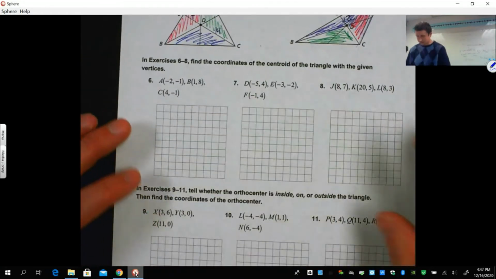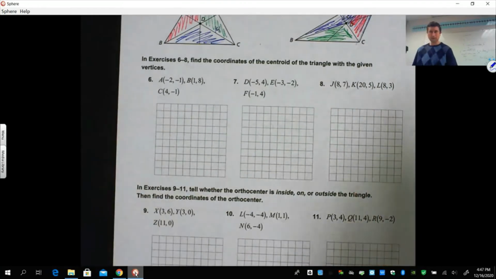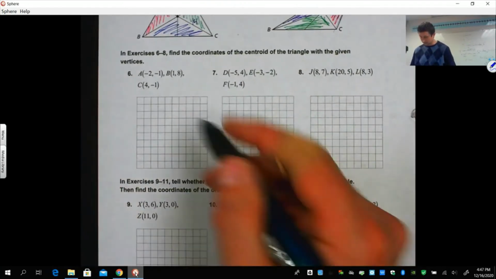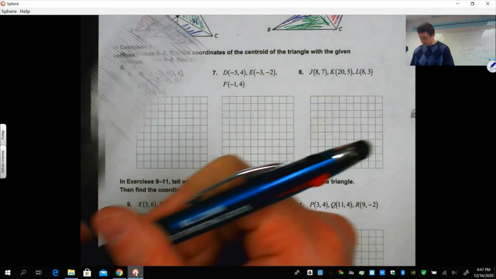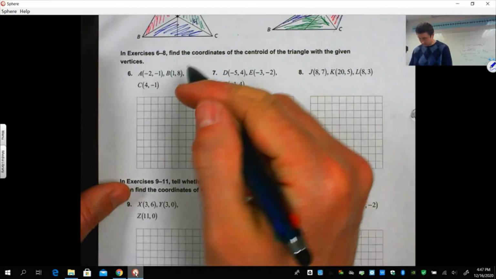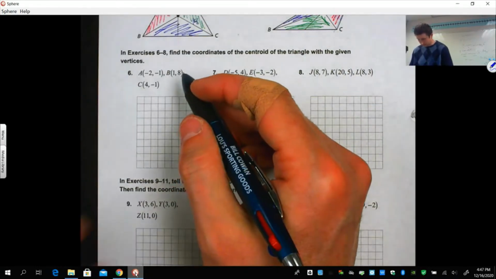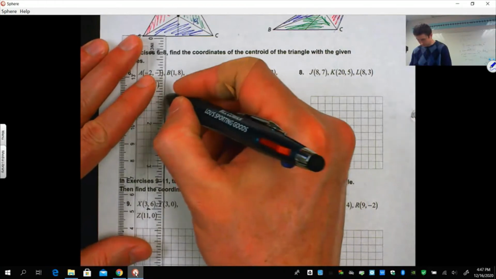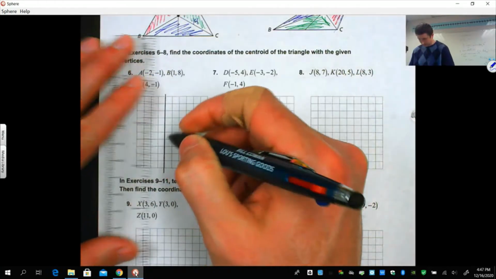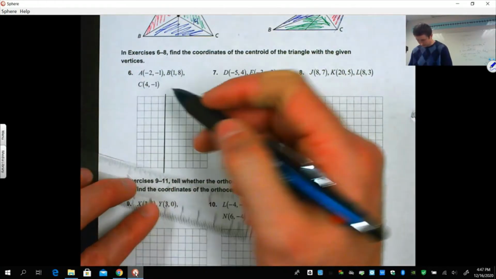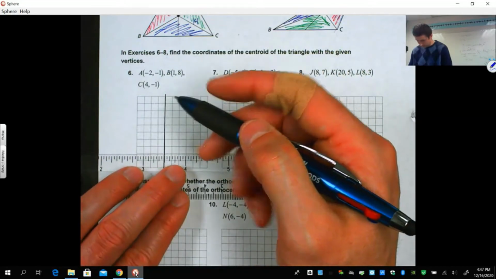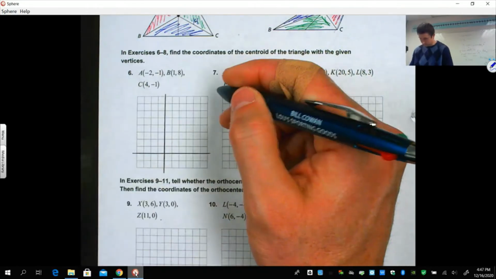Okay, here we go. Find the coordinates of the centroid of the triangle with the given vertices. So let's get these mapped out. I have -2, 1, and 4 as my x values. So let's put my y-axis right there. And I have -1, 8, and -1. So I got to go pretty high. I'm not going very low. So we'll put that there.